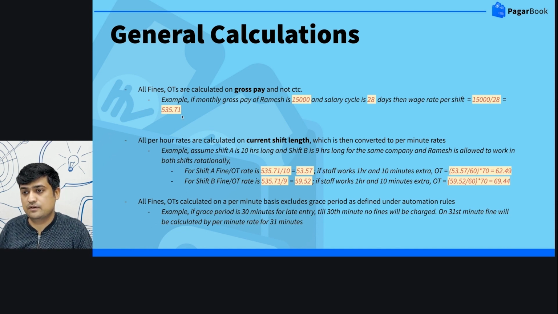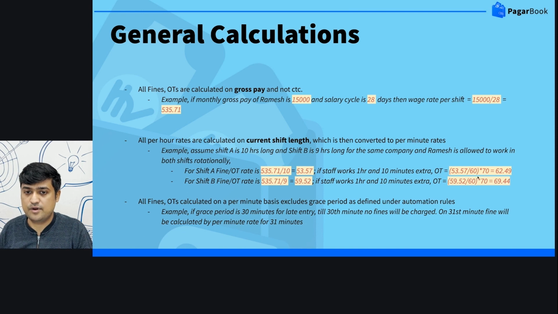Again, if the staff works for 1 hour 10 minutes extra, we would divide this per hour wage rate into minutes, which is by 60, and multiply it with the minutes additionally worked. Comes to 69.44, slightly different from shift A, right?